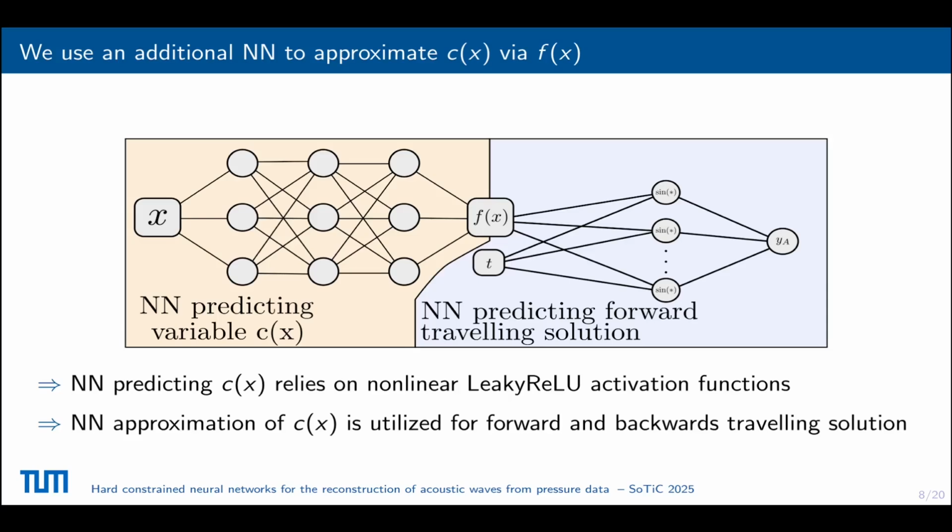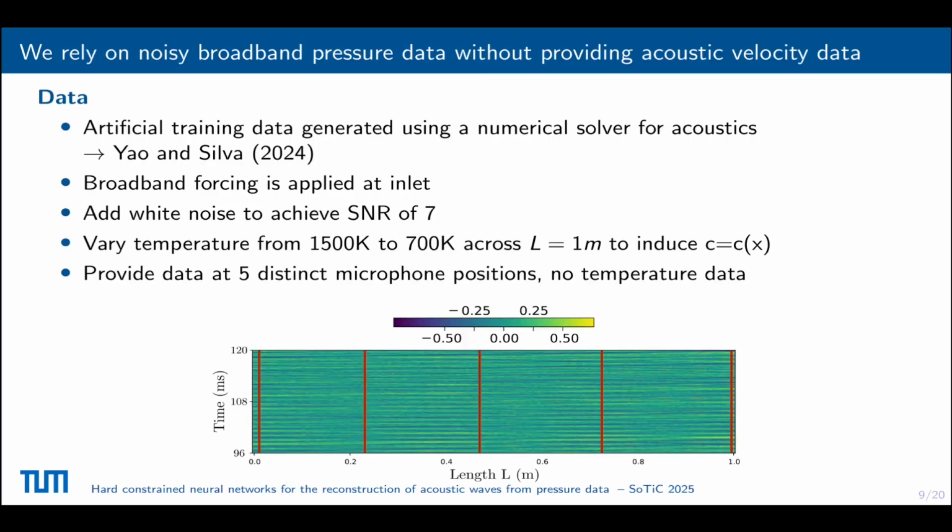Now, in terms of training data, we rely on noisy broadband pressure data, and this is important, we do not provide any information about the acoustic velocity. We just use some artificial training data for the presentation here, which is generated using a numerical solver for acoustics taken from Yao and Silva 2024. We apply a broadband forcing at the inlet, so no monofrequent forcing, but broadband. We add some white noise to it to achieve a signal-to-noise ratio of roughly 7.